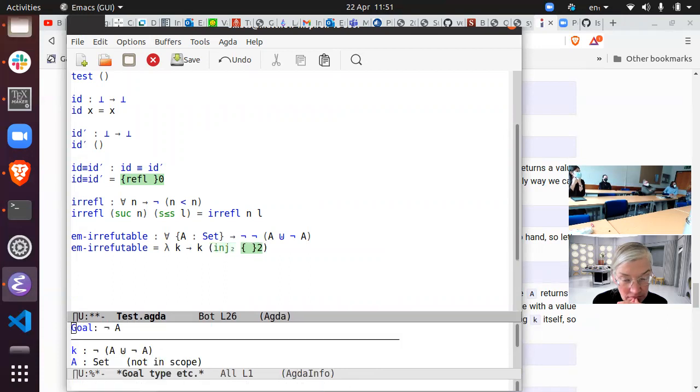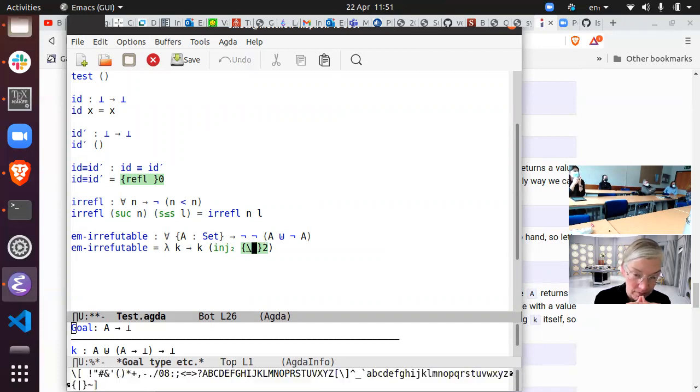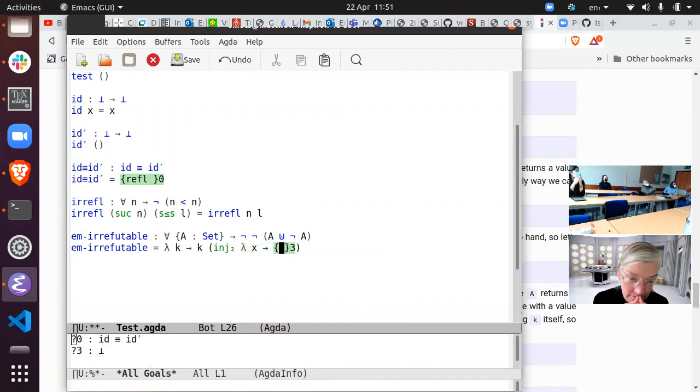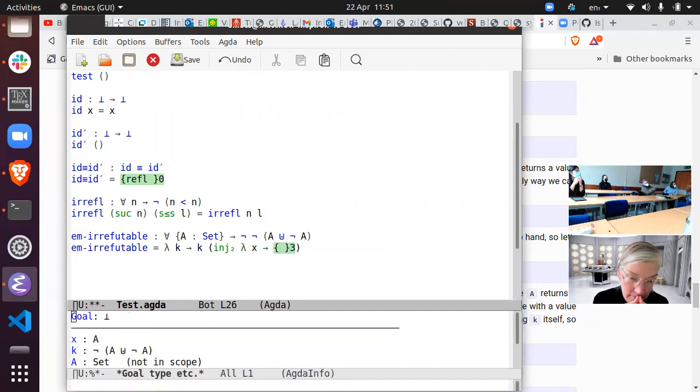And here at least we can take an argument, right? This is a function. Yep, so this is a function from A to empty. So we can now get something of type A. And again, we have to prove something of type empty.